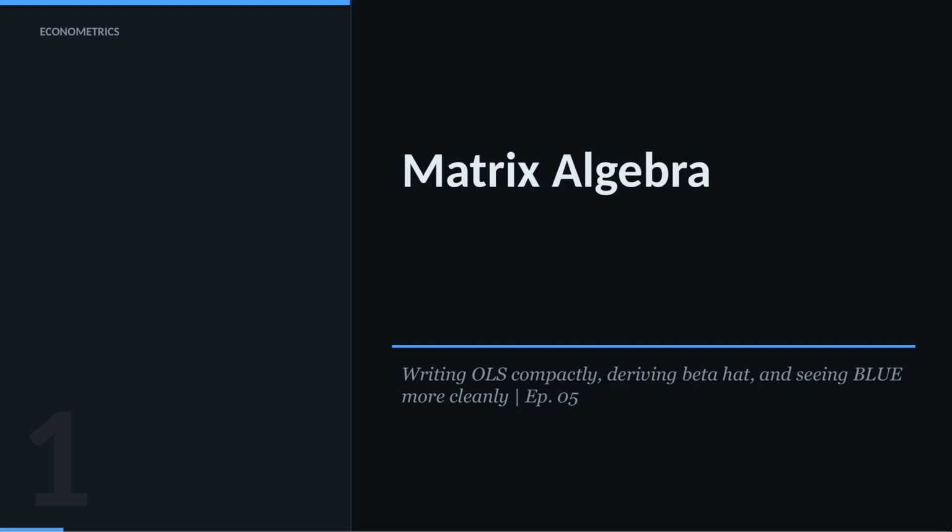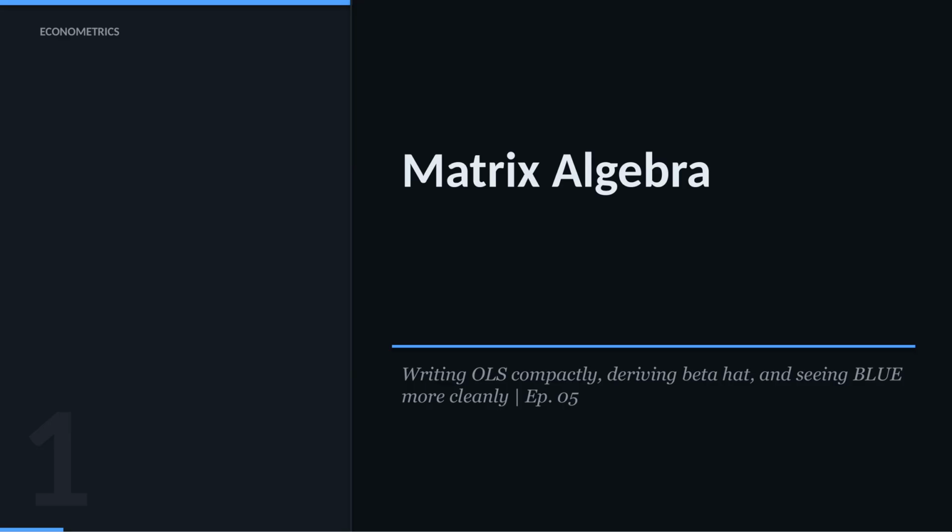Matrix notation is one of those things that can look more intimidating than it really is. But the good news is that nothing fundamental about OLS changes here. We are not learning a different estimator. We are learning a cleaner language for writing the same estimator. And once you see that, a lot of econometrics becomes easier to organize.